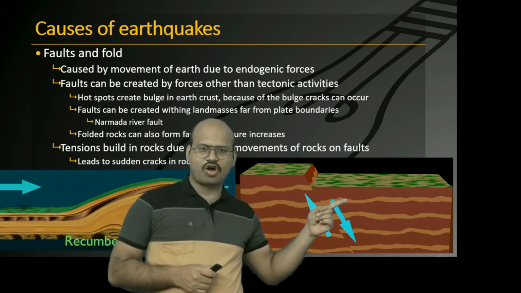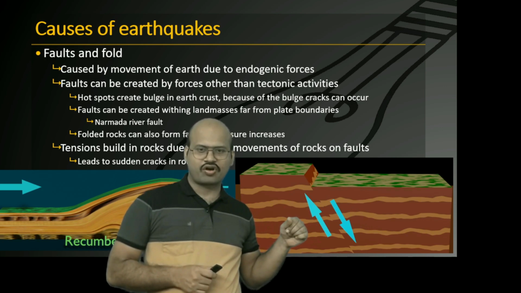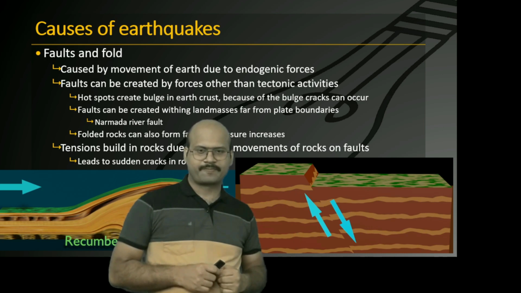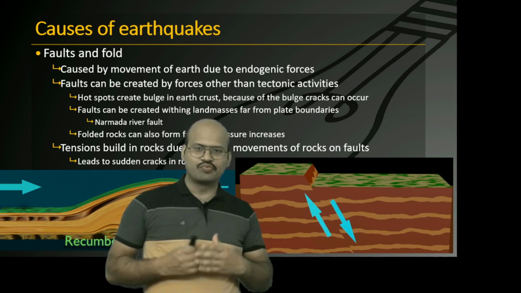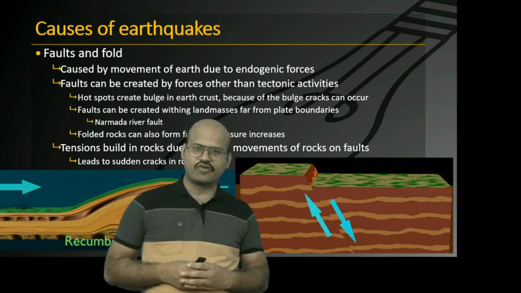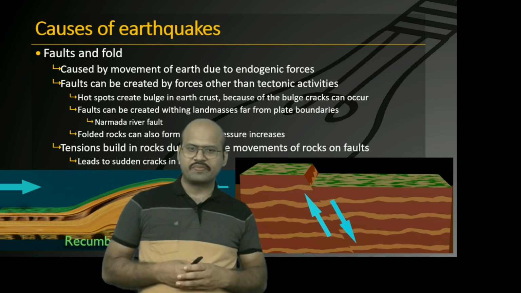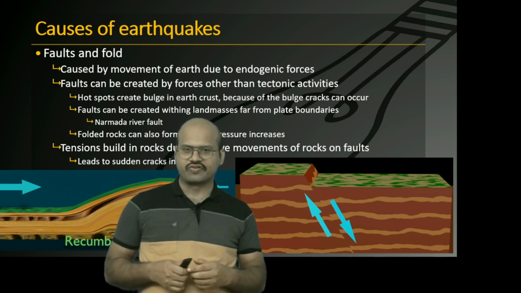This block of landmass is trying to move down, and this block of landmass is stable, or it is trying to move in an upward direction. The rocks on both sides of this fault are moving relative to each other, and therefore some kind of tension exists. This tension could be released suddenly with a high amount of energy, generating earthquakes.